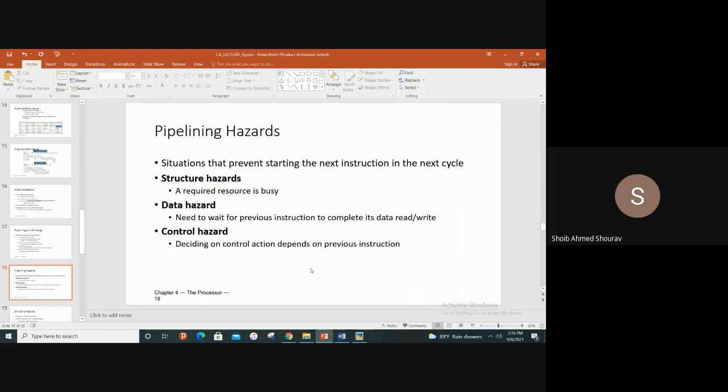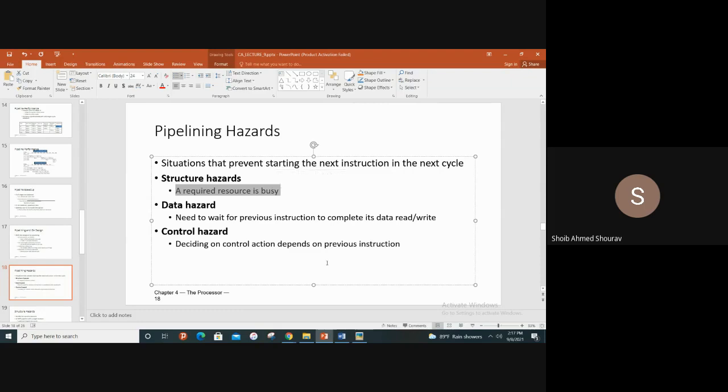Now we are going to understand one by one. The structure hazard: a required resource is busy. The name of the hazard is actually the definition of the hazard. It is a structure hazard. Some problem might be there in the structure of the pipelining. The way we have designed pipelining, there is a problem in that structure that a required resource might always be busy for the next instruction.